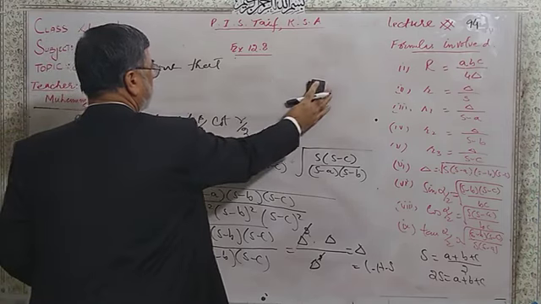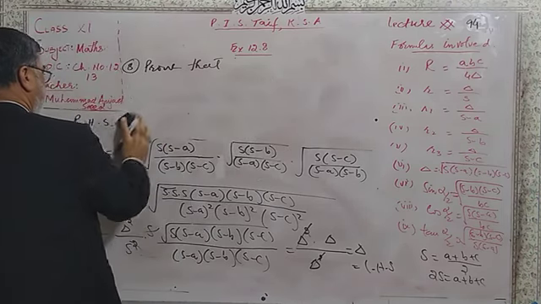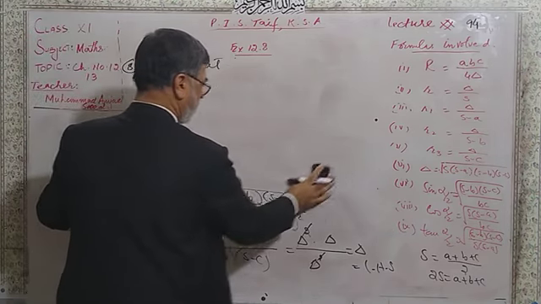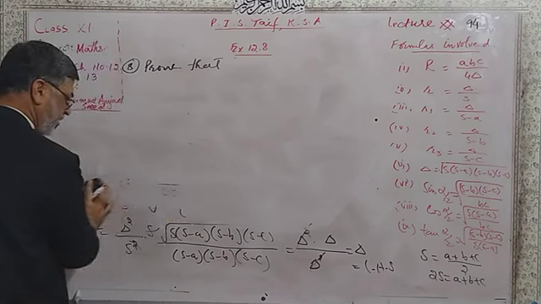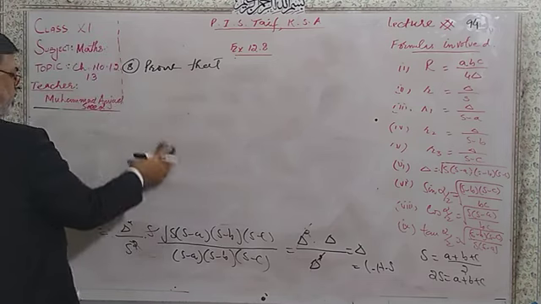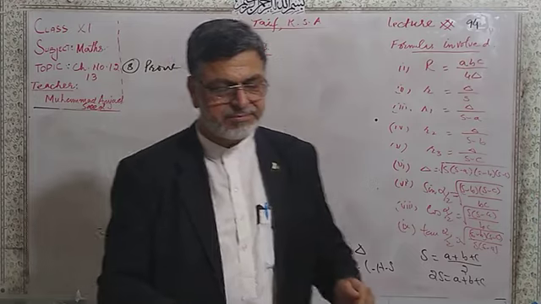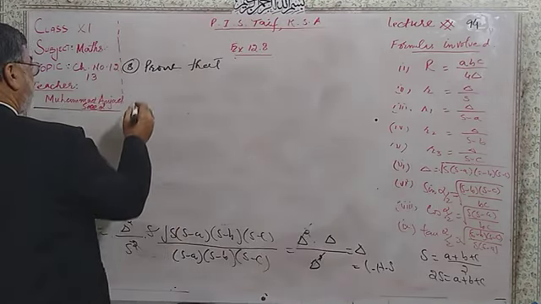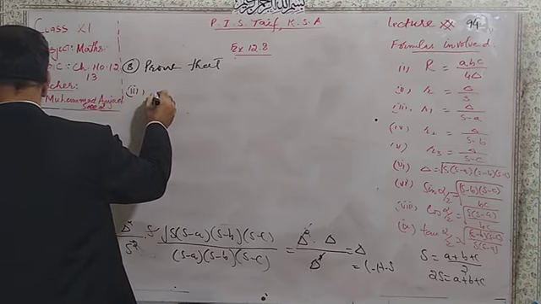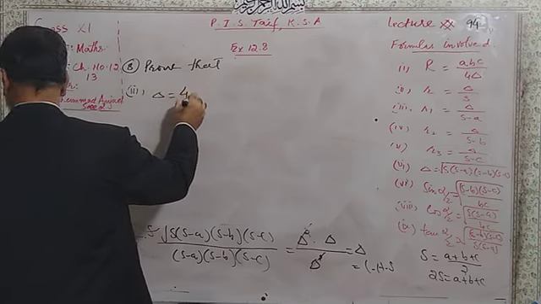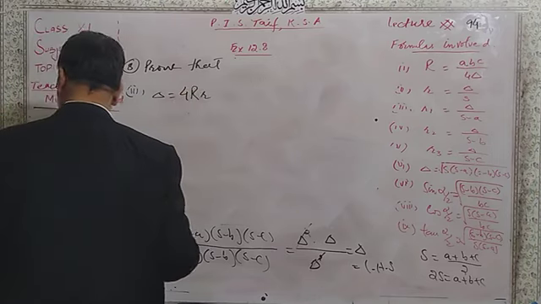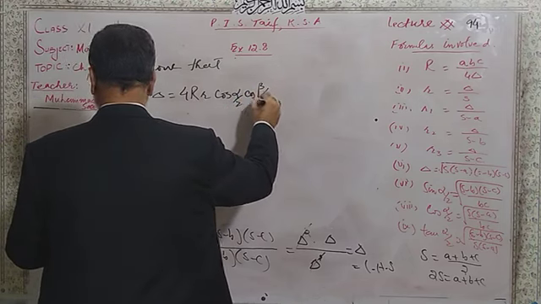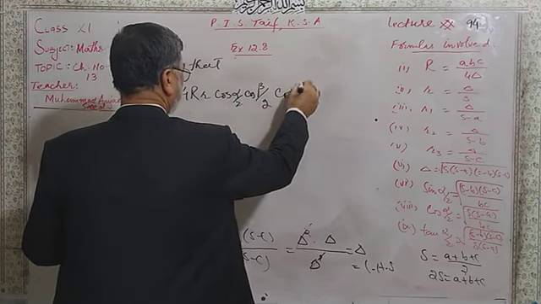After that, we will have one more part because this question has 3 parts. Now I am choosing the last part of your question number 8. That is number 3. This is delta is equal to 4 capital R, cos alpha by 2, cos beta by 2, and cos gamma by 2.